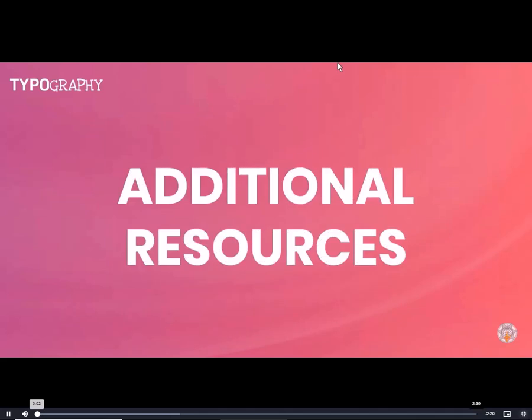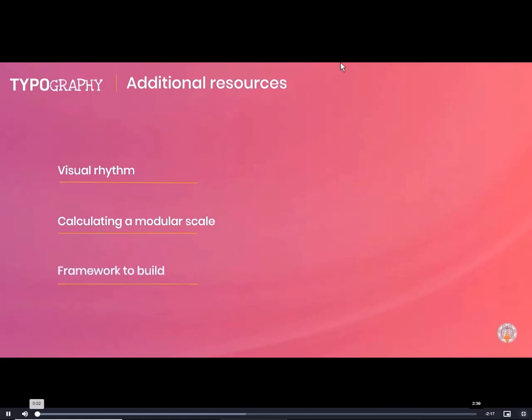So now we will see the next additional resources of typography. First is the visual rhythm, and calculating a modular scale and framework to build. These are the additional resources for optimizing. Visual rhythm means we can use a number of fonts that should be in a hierarchical way. The modular scale means you can use the standard format, the spacing of the font, standard fonts.